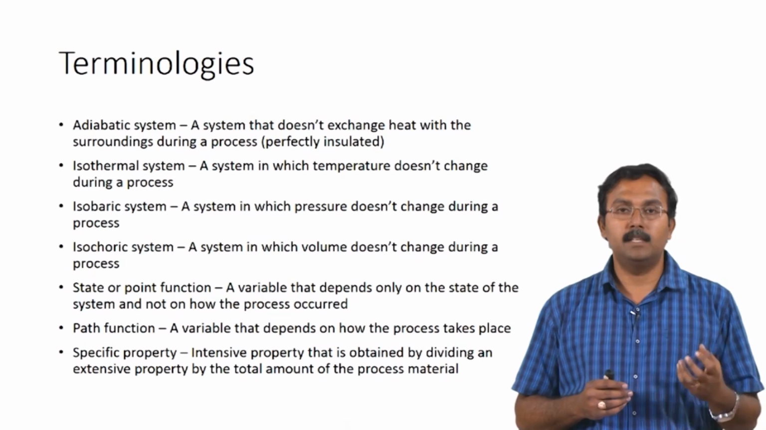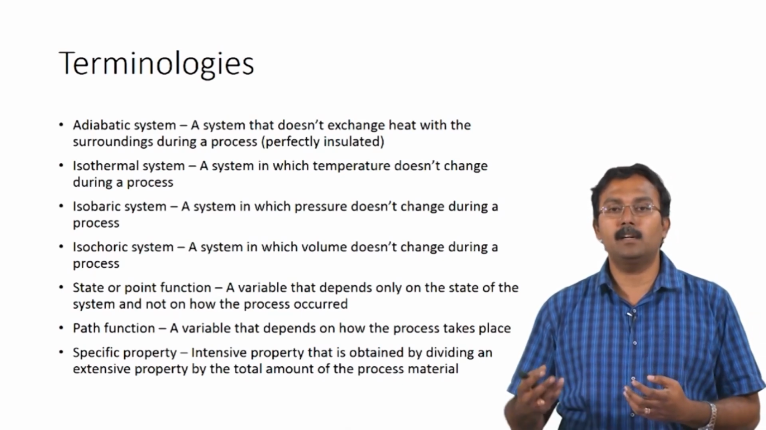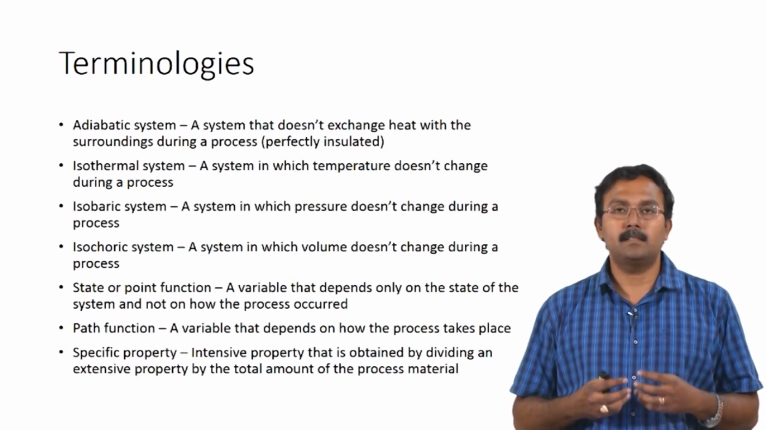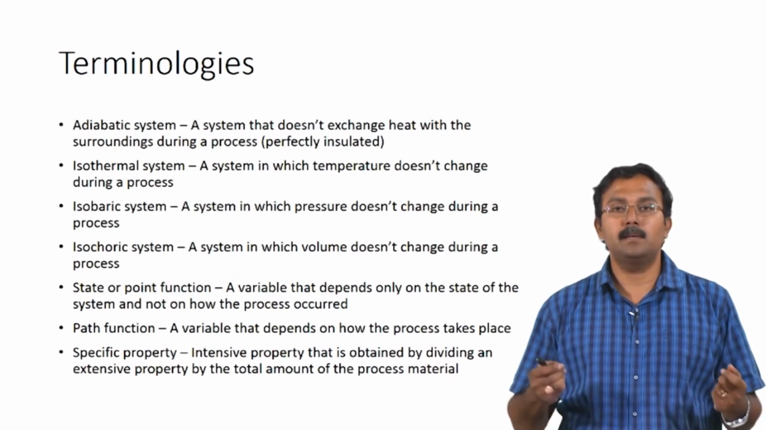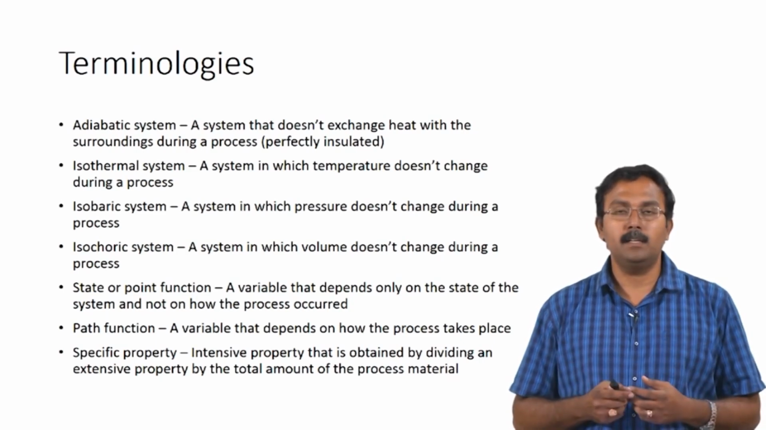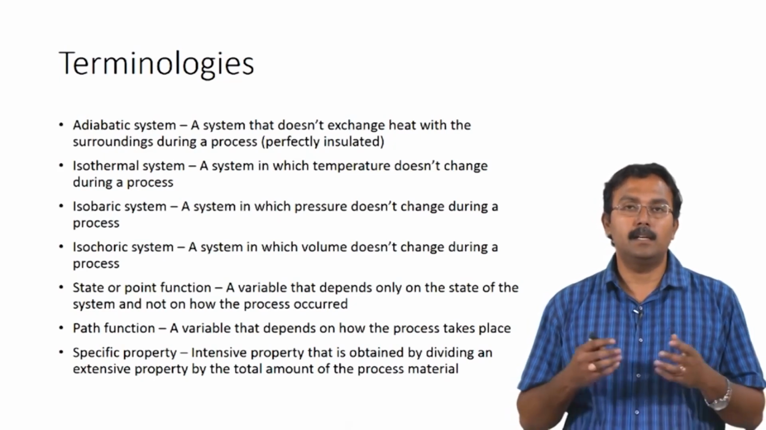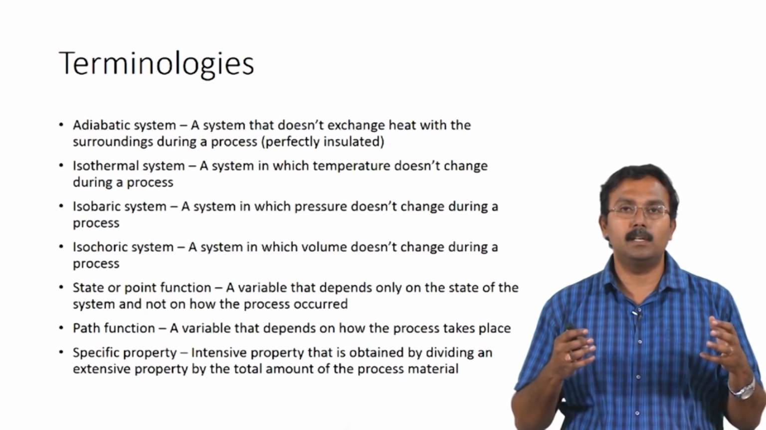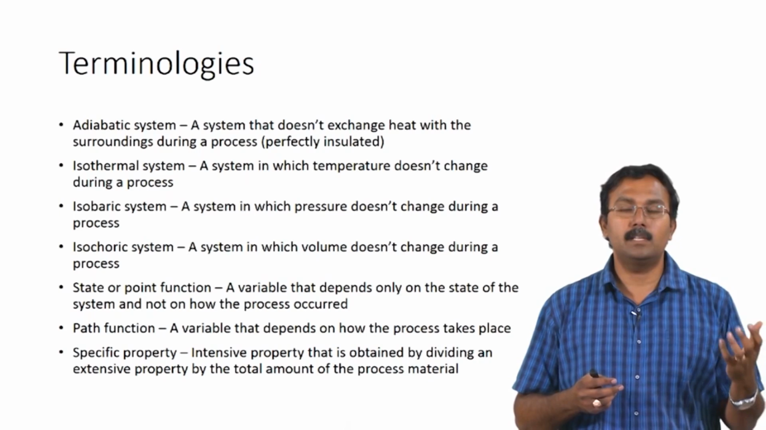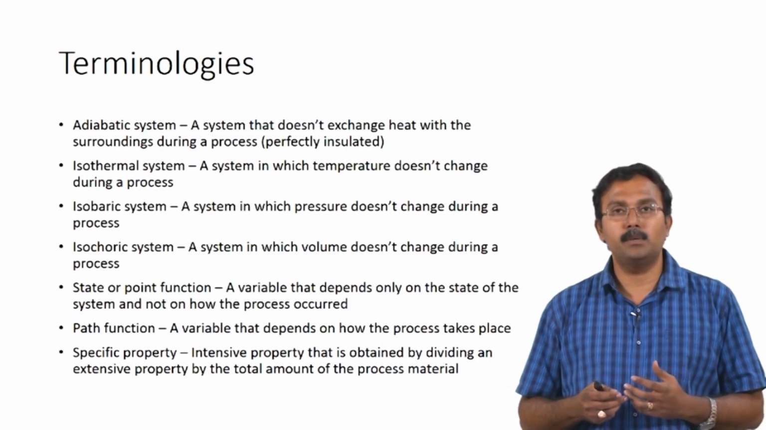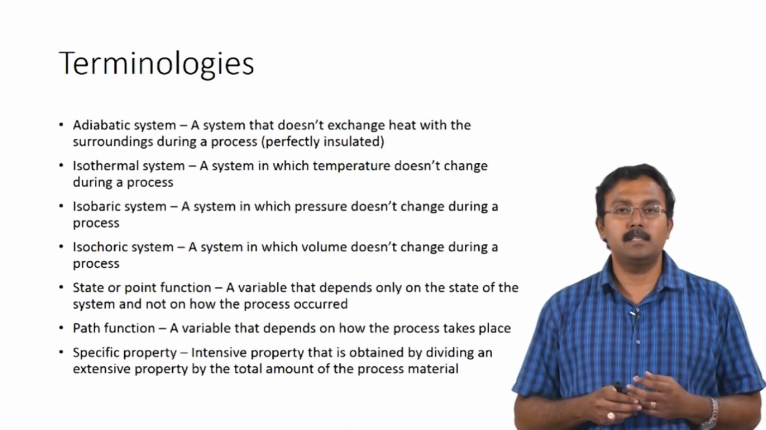You have the type of systems which are classified as adiabatic, isothermal, isobaric or isochoric. An adiabatic system is a system where there is no heat exchange between the system and its surroundings while the process is happening. This is usually referred to as a perfectly insulated system, and in such a system we would consider the heat exchange as 0. So, in the general energy balance equation which we have been using, the term Q will go to 0.